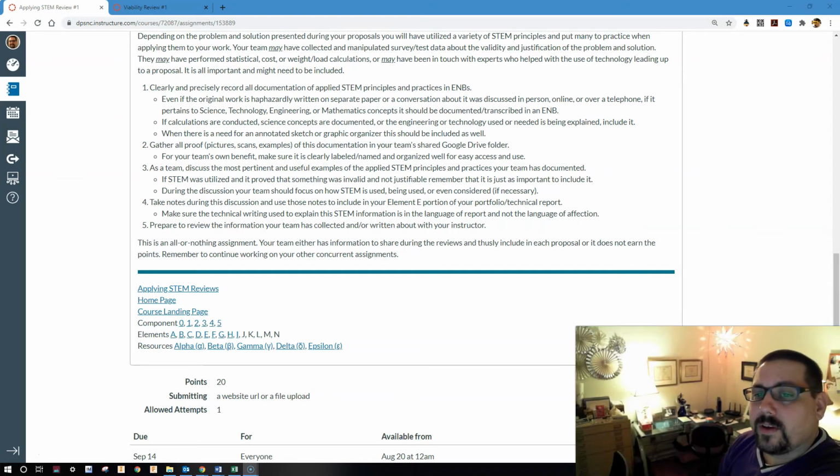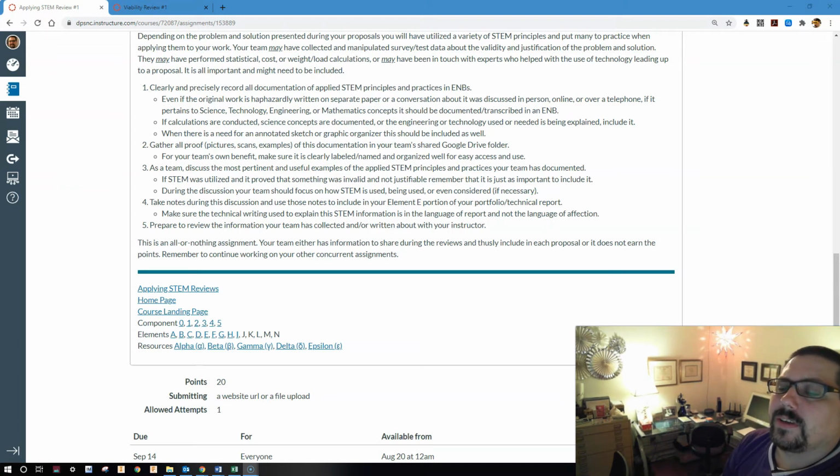Your team may have collected and manipulated survey or test data about the validity and justification of the problem and solution. They may have performed statistical or cost or weight or load calculations, or they may have been in touch with experts who helped with the use of technology leading up to a proposal. All of this is important and needs to be included.